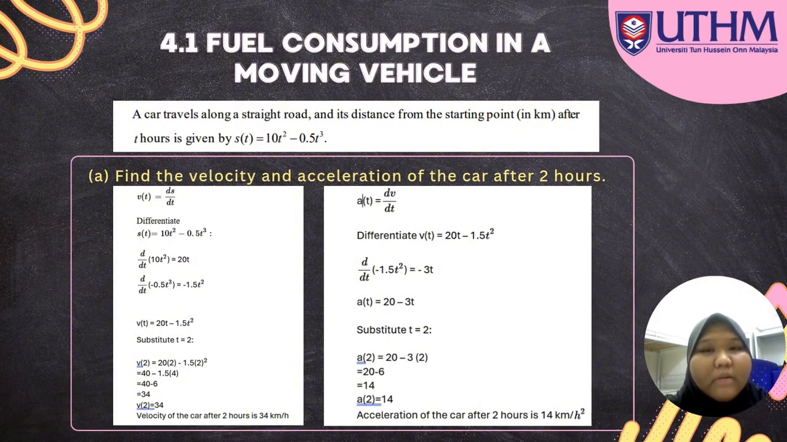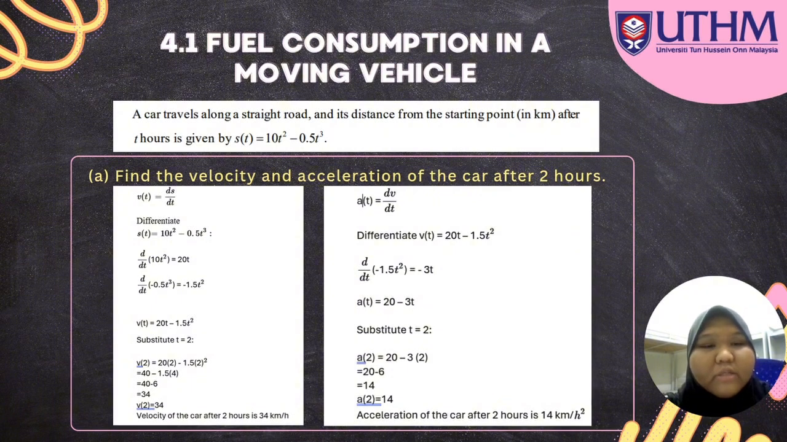Today I will explain question 4.1a. For question 4.1a, we are given the displacement equation of a car, which is s(t) equals 10t squared minus 0.5t cubed. This equation represents the distance travelled by the car after 30 hours. For this part, we need to find two things, which are the velocity and acceleration of the car after 2 hours. First, we need to find the velocity.